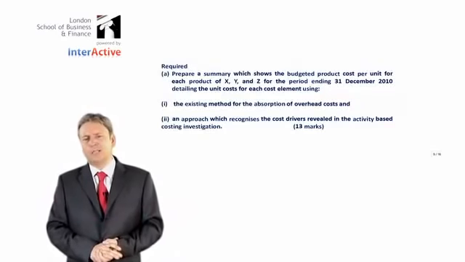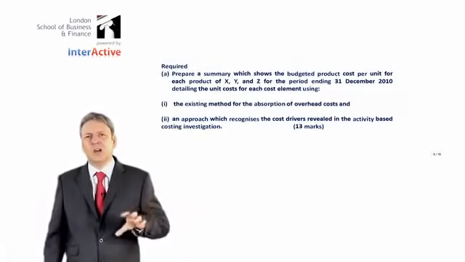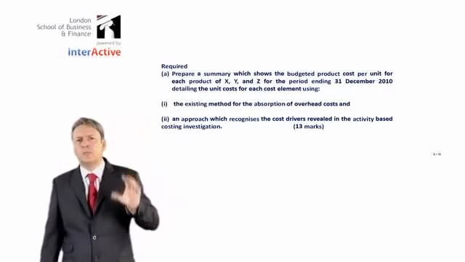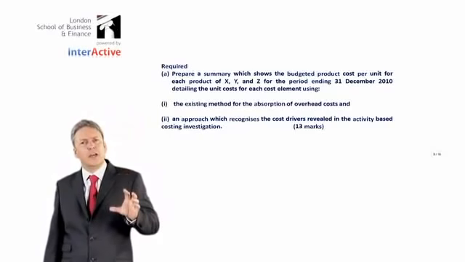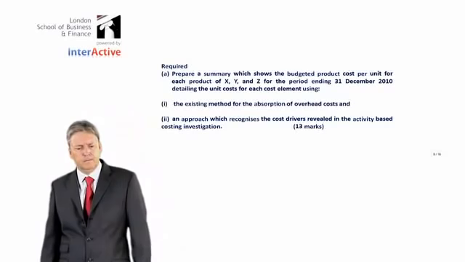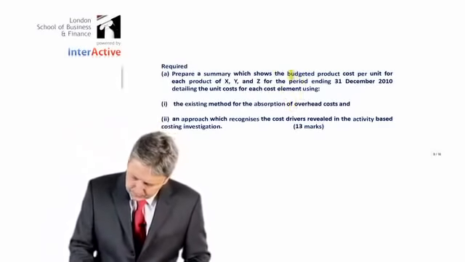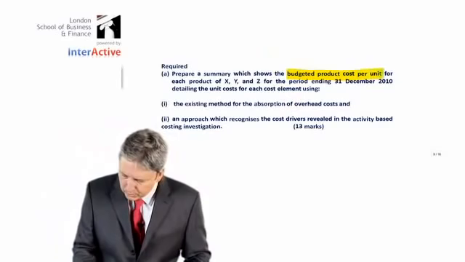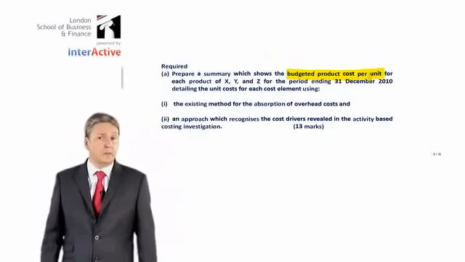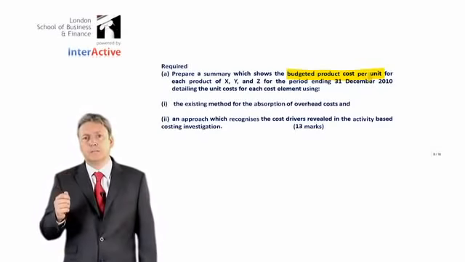And to illustrate why ABC is necessary, the question's got to have quite a lot in it. So we're going to look at the question bit by bit by bit, and then we're going to come back and look at the answer. Okay? Now, if we look at the requirement, what do we have to do? We want the budgeted product cost per unit. The cost per unit. Do you remember what we've been talking about all along? A full cost per unit.